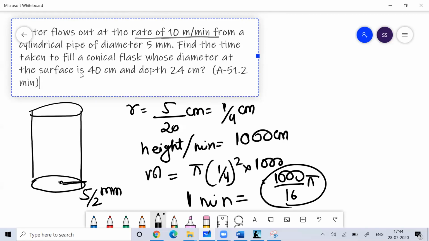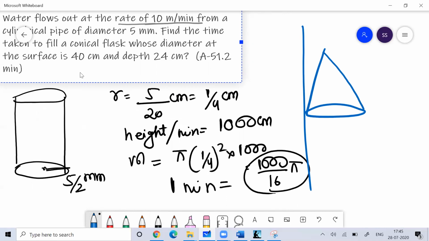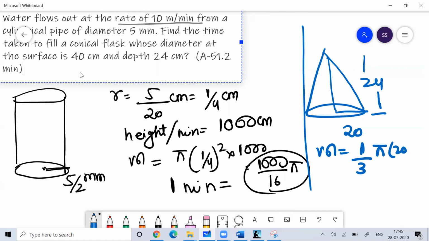Okay, then you can see, find the time taken to fill a conical flask. They are asking you the time taken to fill a conical flask. So with this, you are filling a conical flask of diameter of the surface, so radius is 20 and the height is 24. How much time will you take to do that? For this flask, you can find the volume. Volume is 1 by 3 pi into 20 square into 24.